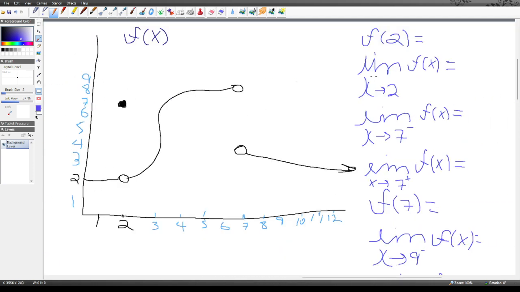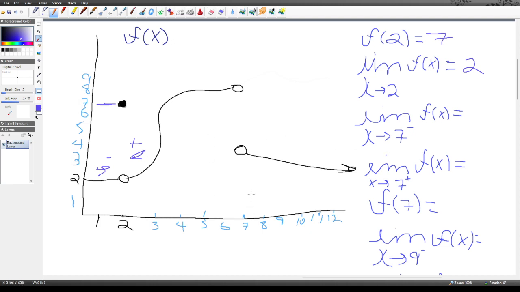Here we can evaluate f of 2. f of 2 will equal 7, the value of the function f of x. So let's evaluate the limit as x approaches 2. x will be approaching 2 from the left side, and from the positive side, which will give the value for your limit.